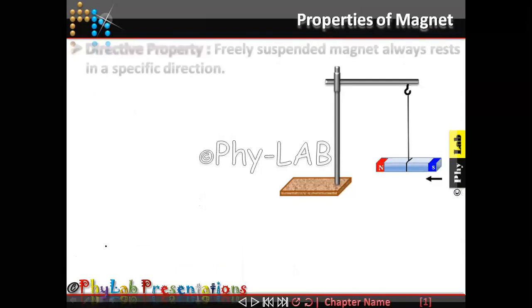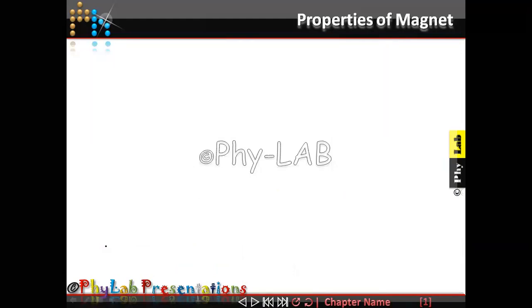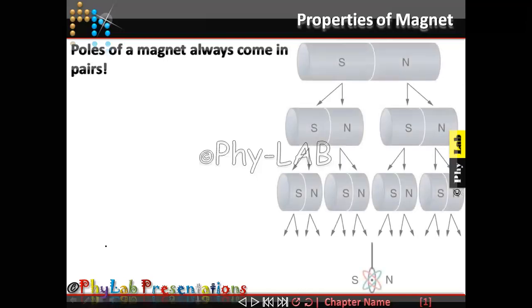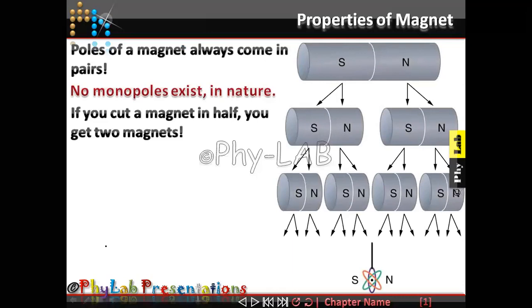The second property is that a freely suspended magnet will always rest in a very specific direction, and that specific direction is called geographical north and south. And the third property that you should know with every bar magnet is that poles always come in pairs.